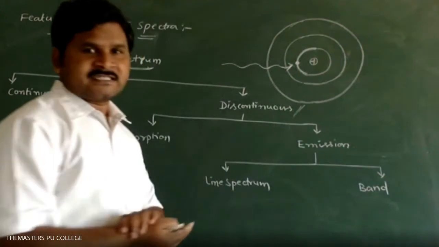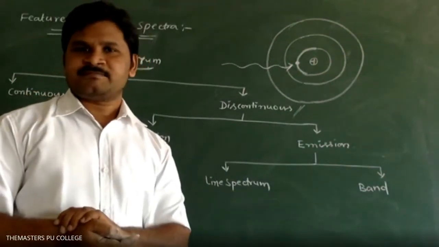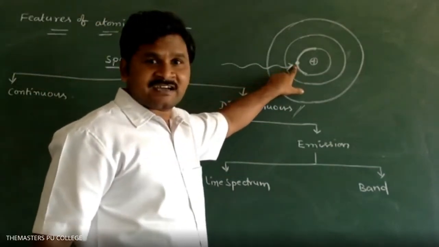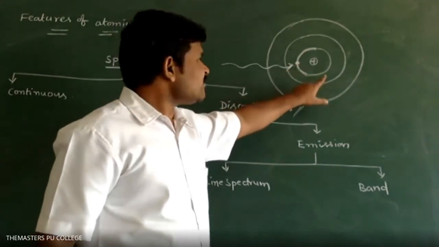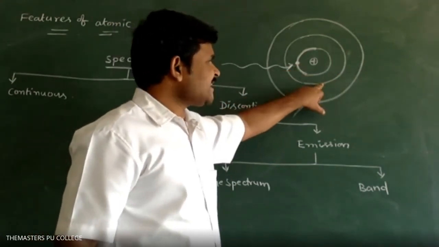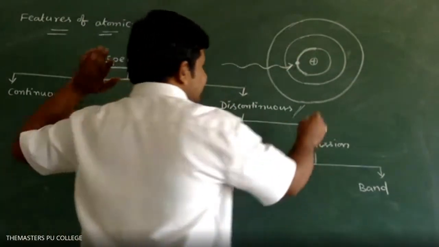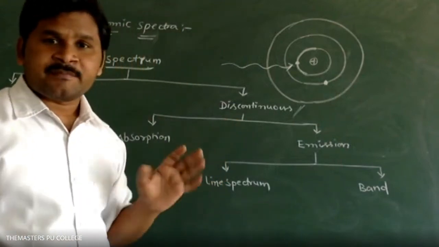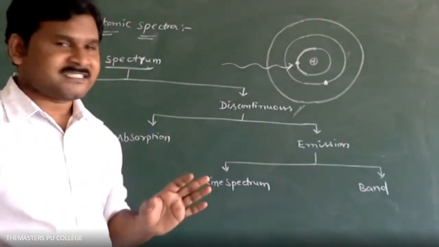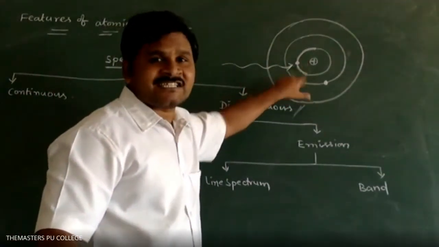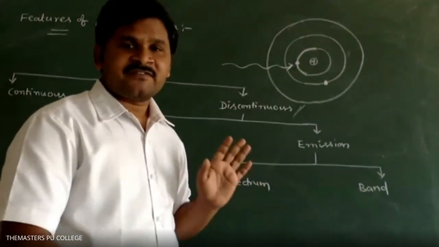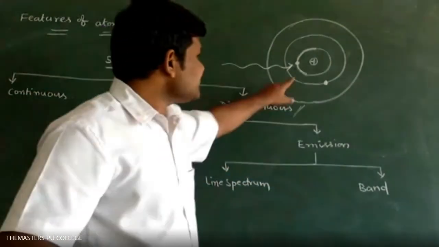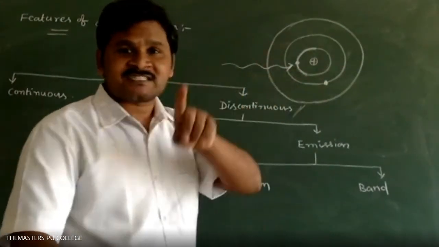if you pass light through a hydrogen atom, the electron present in the ground state or normal state is excited to a higher energy level. That may be the second level or third level, whatever it may be. Say for example, this electron is shifted to here by absorbing energy. This is called excitation of the electron. Excitation means the electron shifts from a lower energy level to a higher energy level.